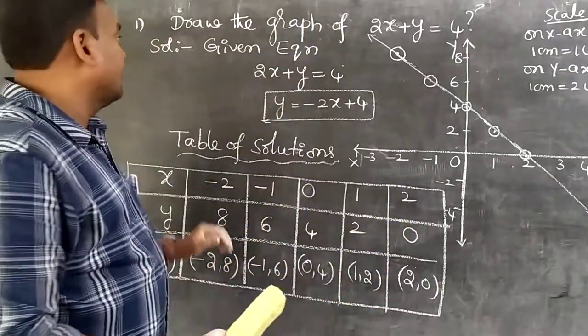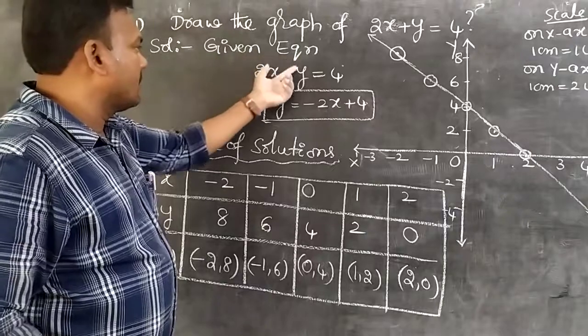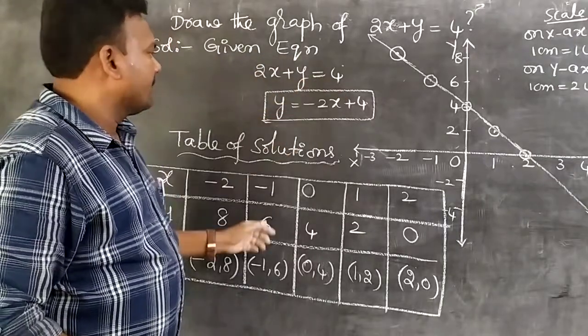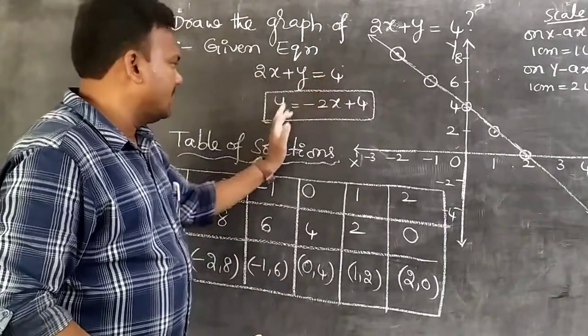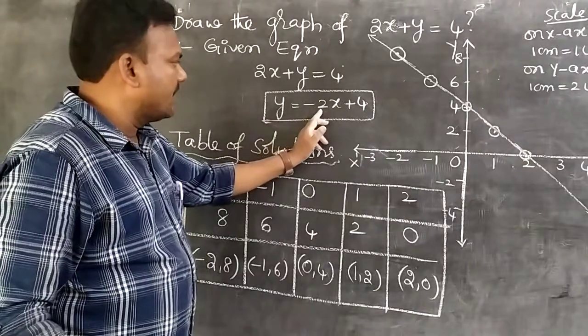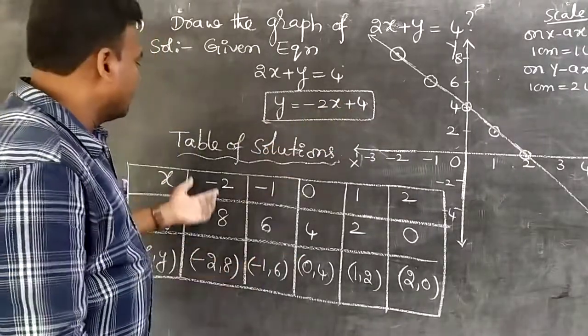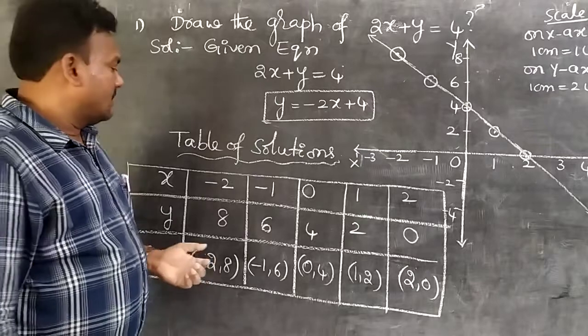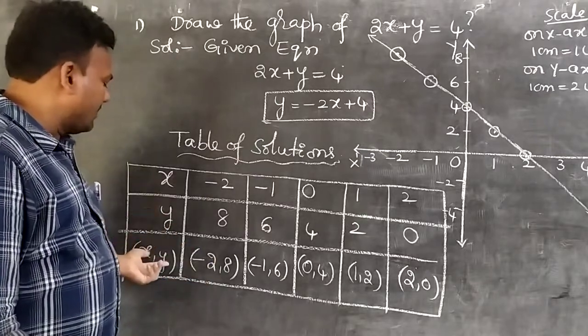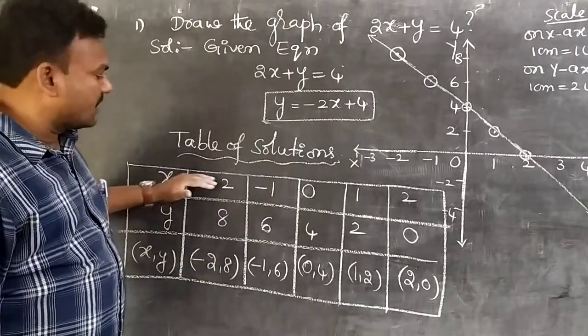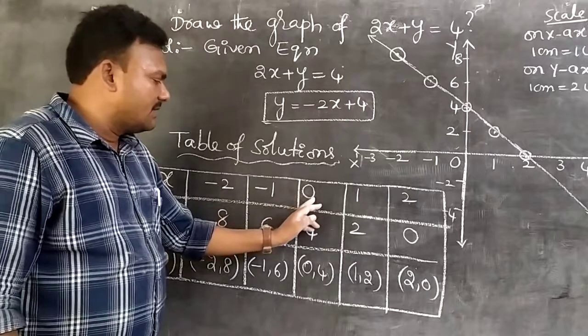Next, on the right side, give the equation 2x plus y equal to 4. Next, 2x goes to the right side. Then y equal to minus 2x plus 4. Next, the table of solutions: x, y, x comma y. Here x values are considered. First, take 0 in the middle.